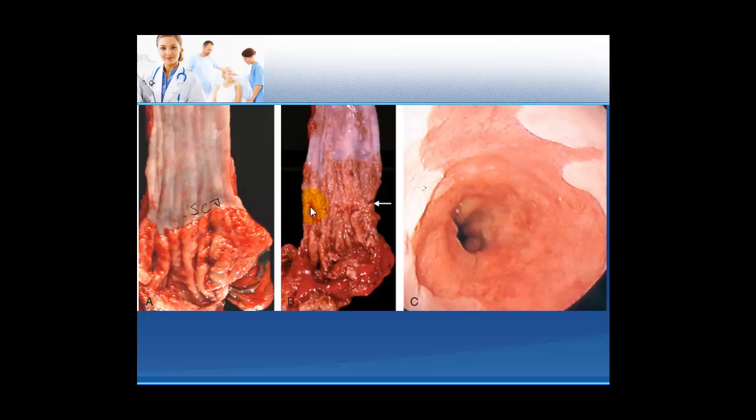Now in this case, if you see very carefully, the point where this arrow is pointing is the point where your normal squamocolumnar junction should have been, but in this case it has moved all the way up till here.